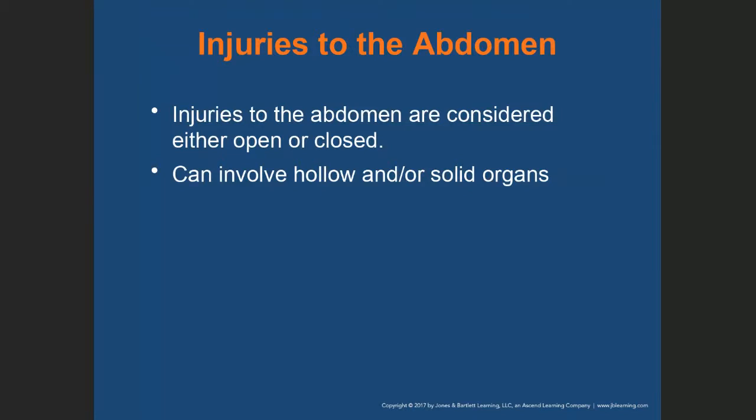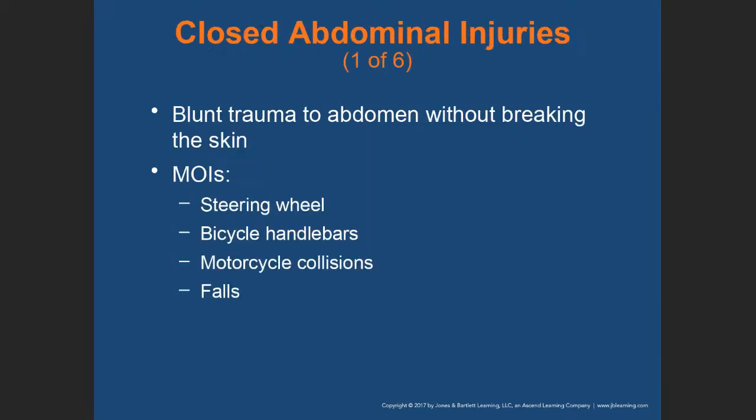Injuries to the abdomen. Injuries to the abdomen are considered either open or closed. They can involve hollow or solid organs. Solid organs will hemorrhage excessively. Hollow organs will spill their contents, causing irritation and inflammation. Now let's look specifically at closed abdominal injuries. Blunt trauma to the abdomen without breaking the skin.